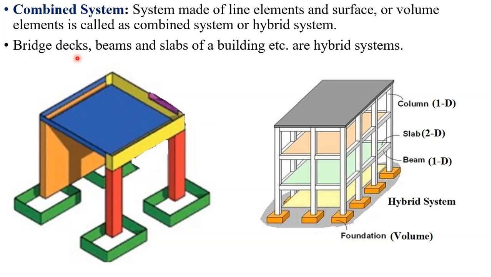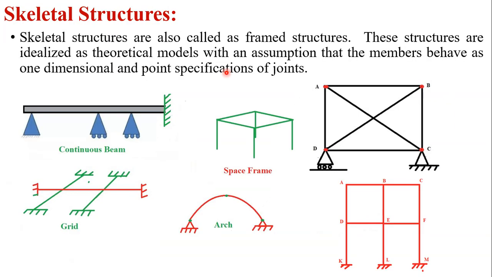For example, bridge decks, beams and slab of a building, etc. are hybrid systems. Then the third mode is skeletal structure. Skeletal structures are also called framed structures. These structures are idealized as theoretical models with an assumption that the members behave as one-dimensional and point specification of joints. So here we are assuming that these members are behaving in one direction only, or their behavior is one-dimensional.